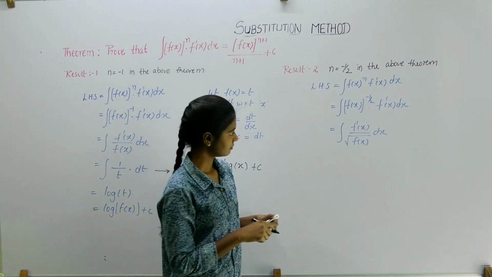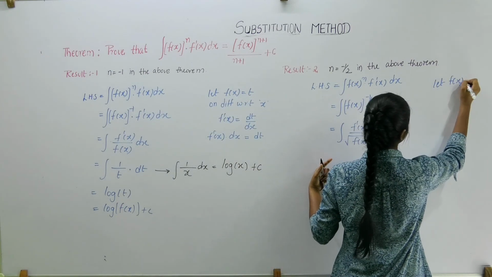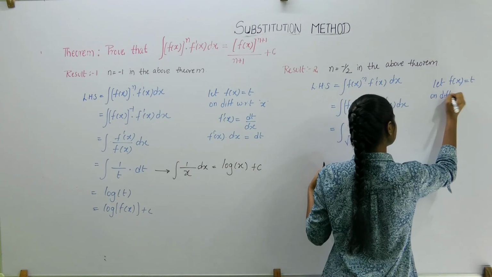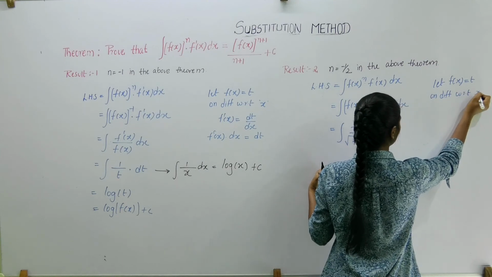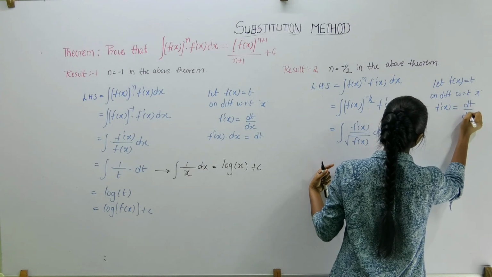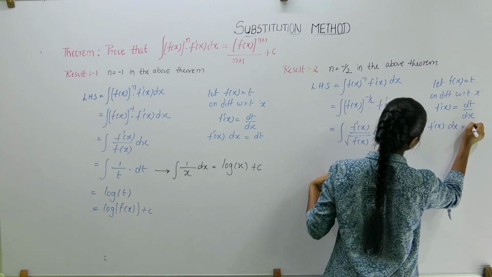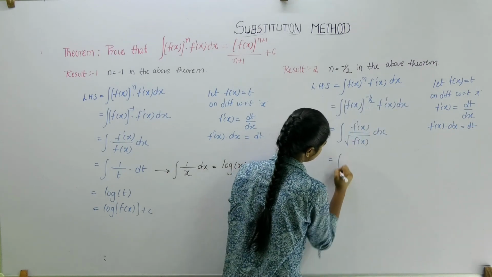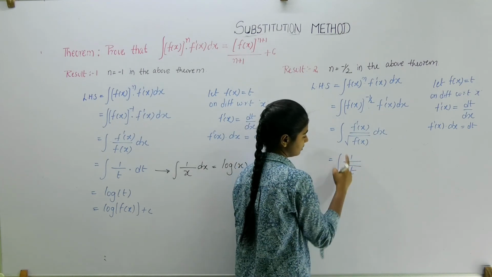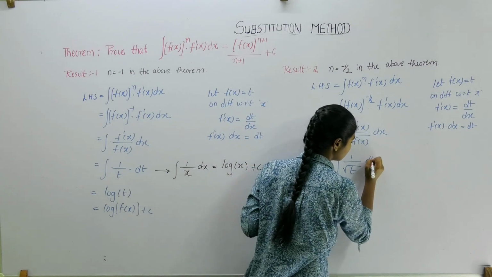Now to solve this, we go for substitution method. Here also let us assume f of x is equals to t. On differentiating with respect to x on both the sides, we get f dash of x is equals to dt by dx. This can be written as f dash of x dx is equals to dt. Here integral 1 by, in the place of f of x, we substitute t, it becomes integral 1 by root t, and f dash of x dx, it is dt.